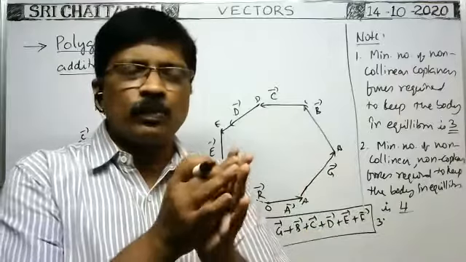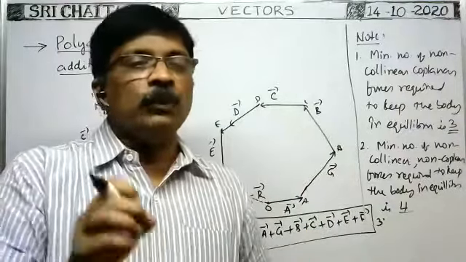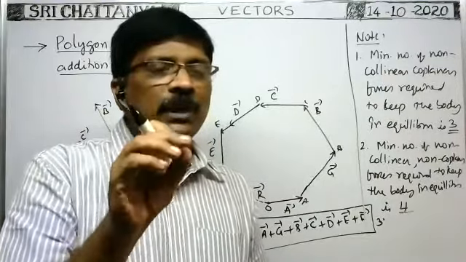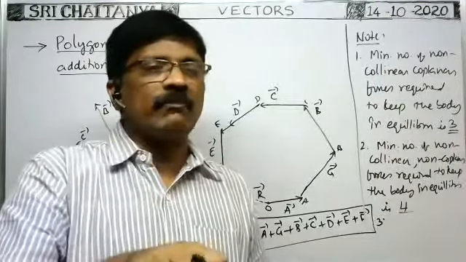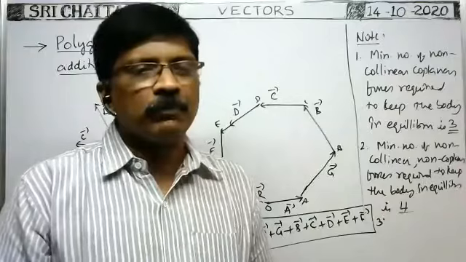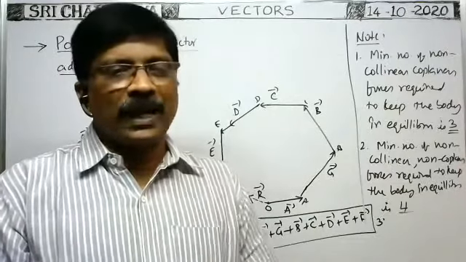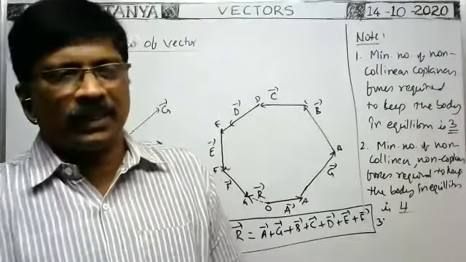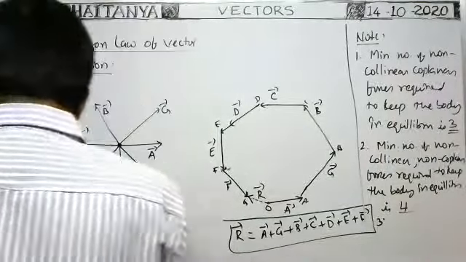2 means definitely those must be equal. Minimum number of collinear but unequal forces required to keep the body in equilibrium: the magnitudes must not be equal. Then definitely it is 3. So this point is very, very important.